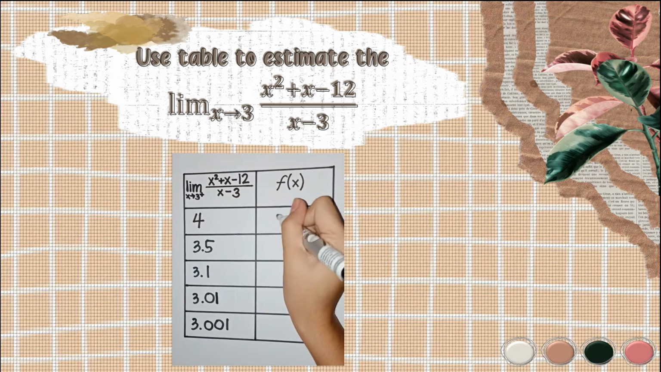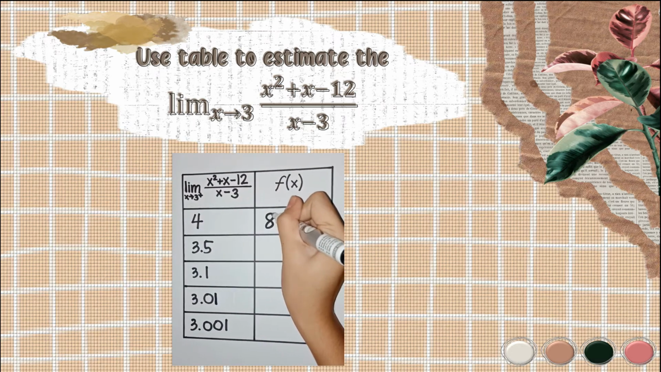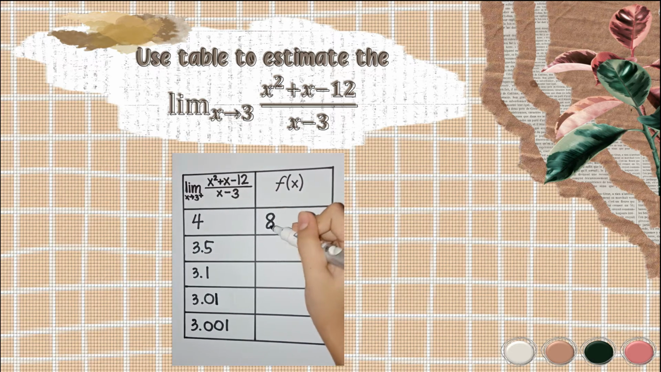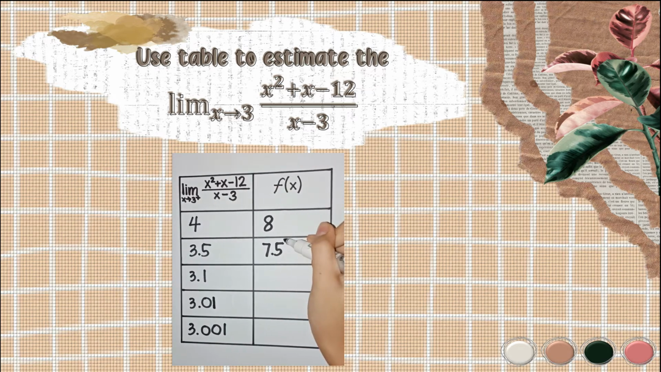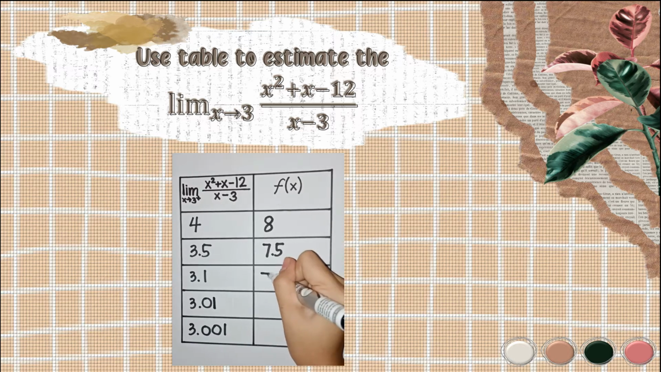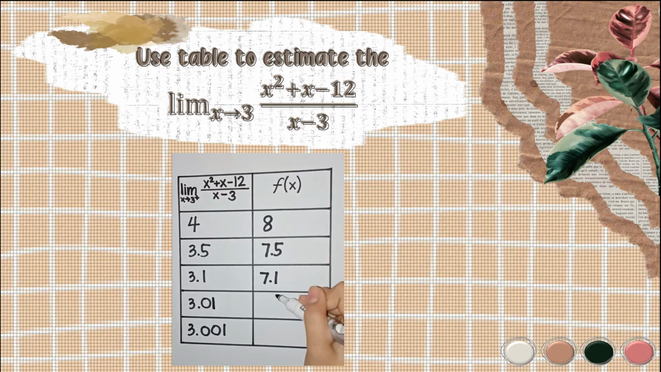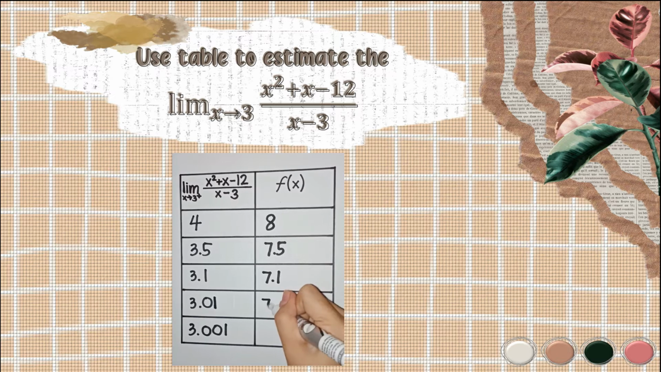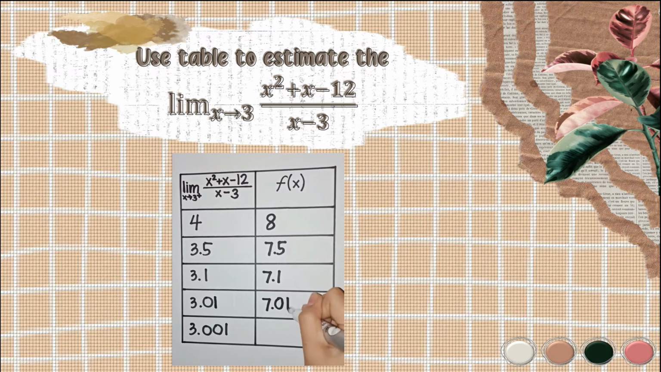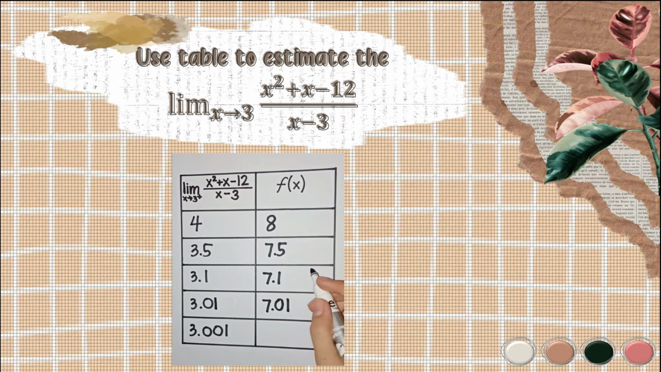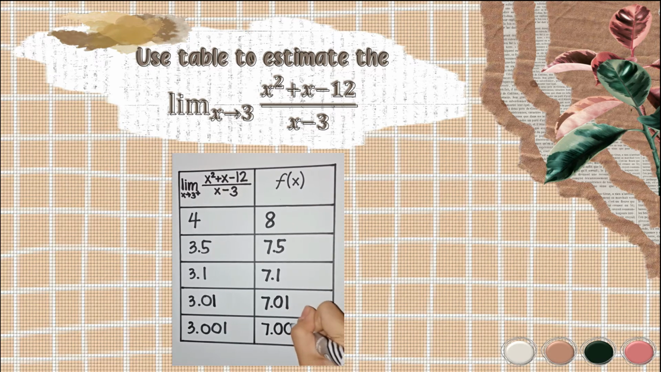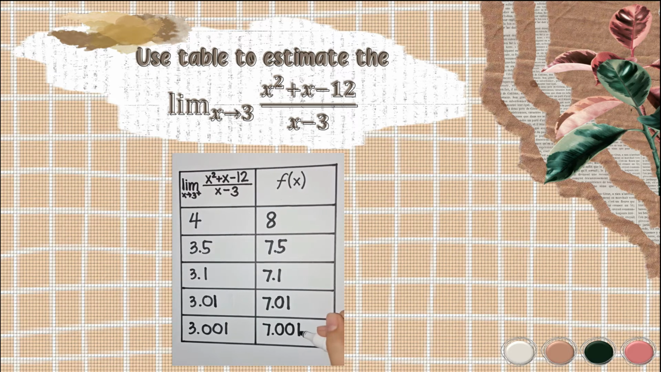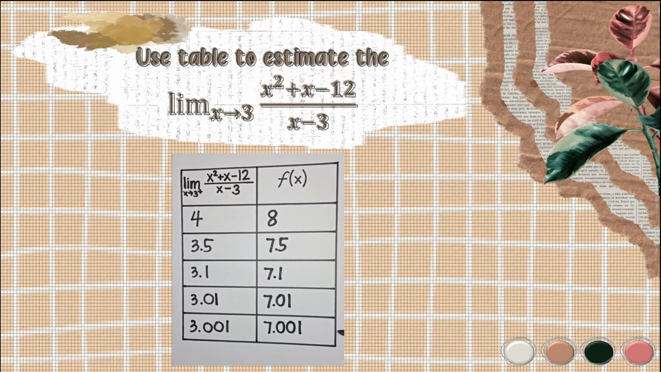If we plug in 4 into our x values, we will get 8. If we plug in 3.5, we'll get 7.5. If we plug in 3.1, we'll get 7.1. If we plug in 3.01, we'll get 7.01. If we plug in 3.001, we'll get 7.001. So we could see from this table that as x approaches 3 from the right side, f of x is approaching 7.